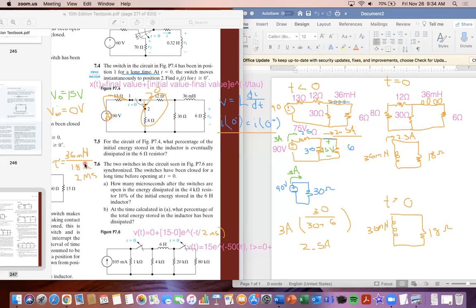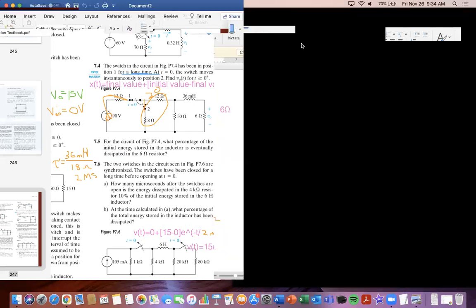Calculate your time constant, tau. And when you calculate tau, that's L over R. So what resistance does the inductor see within the circuit? Then plug it into the equation, and that's how you get V naught. Hopefully that makes sense.